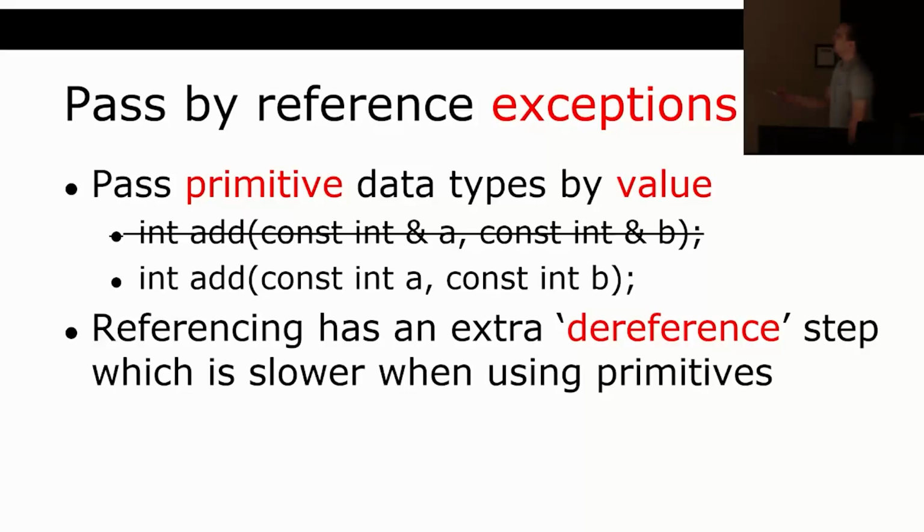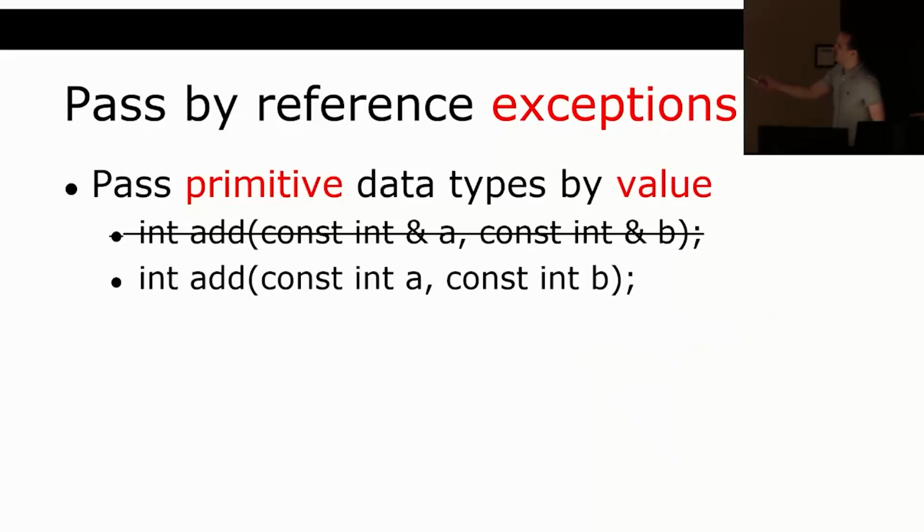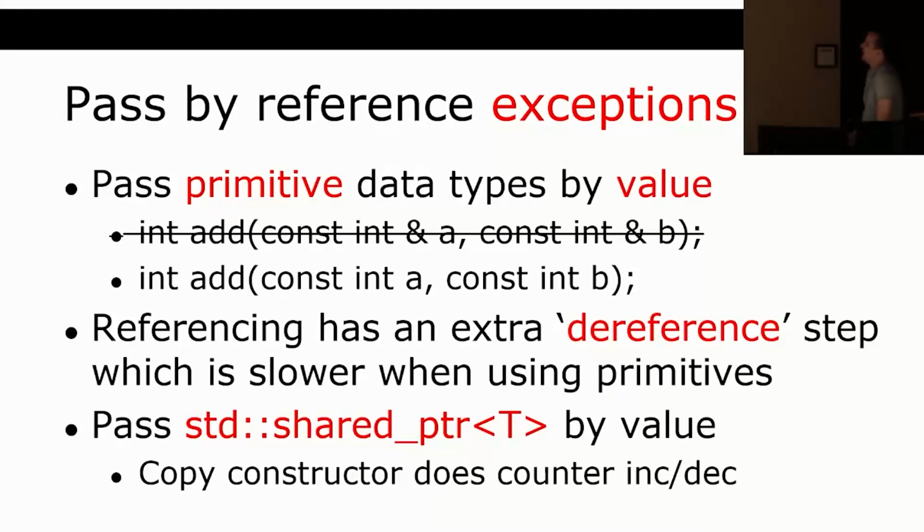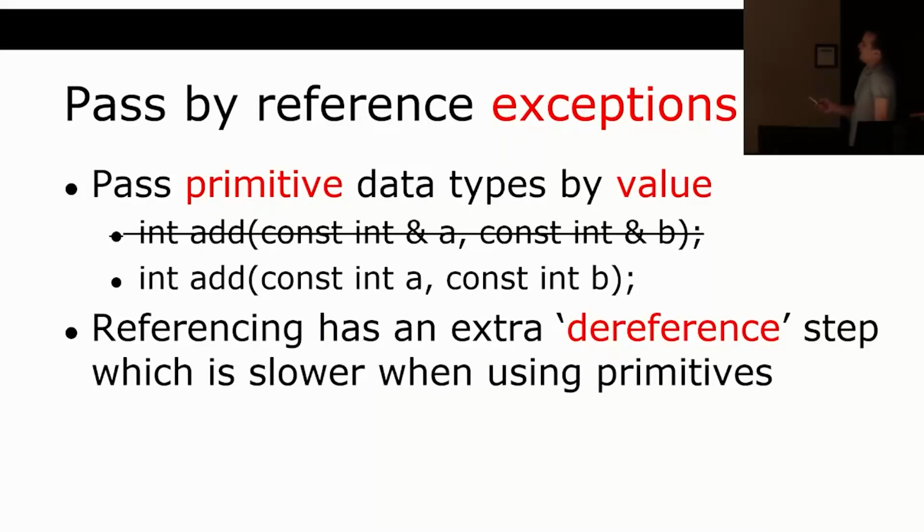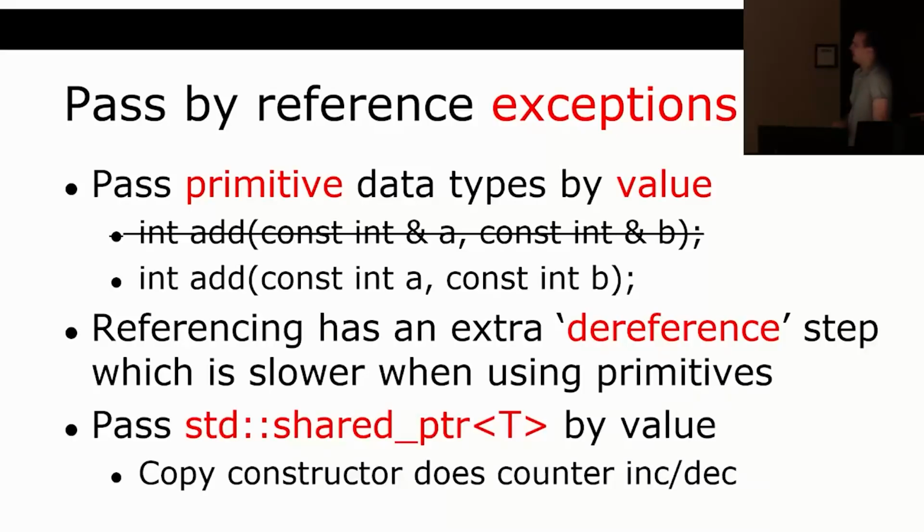And so this referencing and dereferencing is kind of an extra computational step, and so what happened was I changed all of my this into this, and my program ran like 15% faster. It was insane. And now you're not going to see that level of speedup in practice, but my program had so many of these function calls that's where one of the bottlenecks was. So referencing has an extra dereferencing step, which is slower when using primitives, so just pass primitives by value.